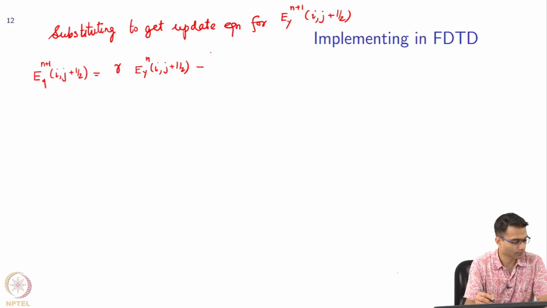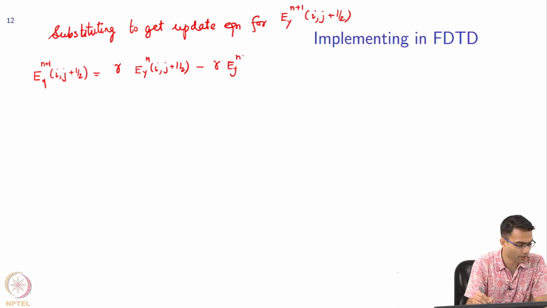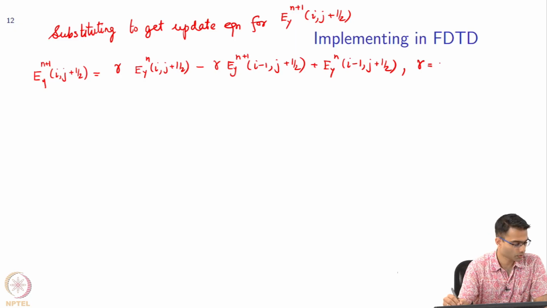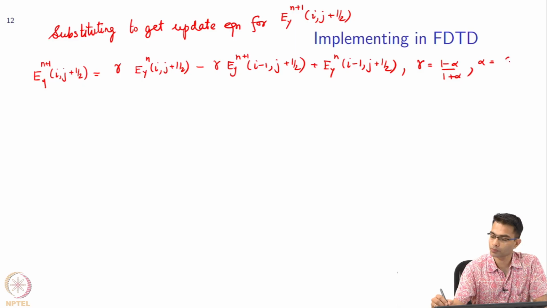So, there is a term gamma which captures a lot of the constants. I will just write down the final expression and then tell you what this is. I am looking for Ey n plus 1 at I, j plus half, because that is the guy on the boundary. Gamma is going to be equal to (1 minus alpha) by (1 plus alpha), and alpha is my usual Courant parameter.